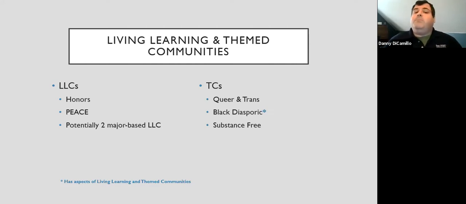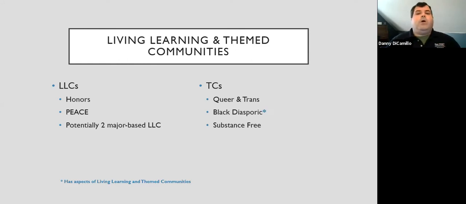And then potentially 2 major base living learning communities. We're still talking with engineering and criminal justice, which those students would basically be in a core level class for those two majors. Our themed communities, we have our queer and trans community for first year students. That falls within the LGBTQIA and ally umbrella. So for folks who identify with that and want to live in such an area, that is something that we have available for our students, as well as our Black diaspora themed area.